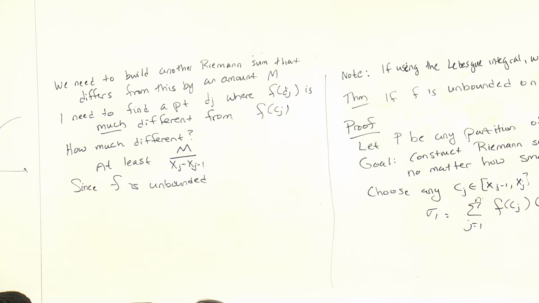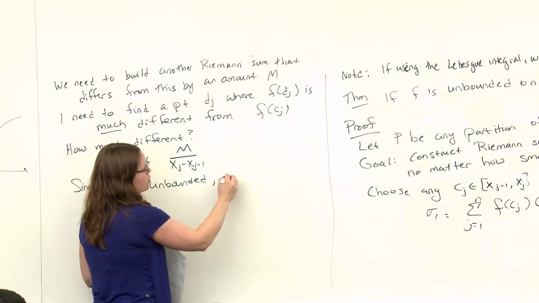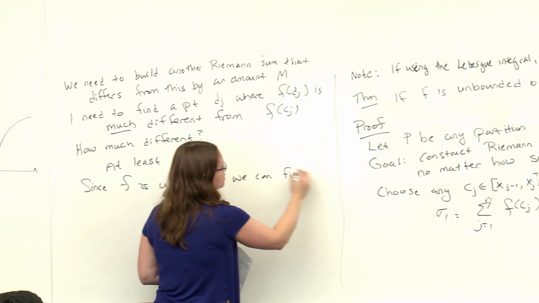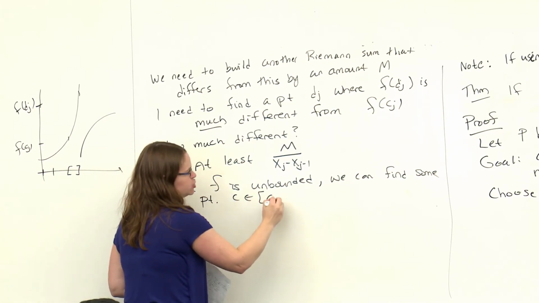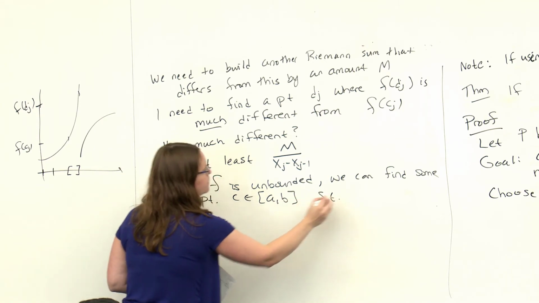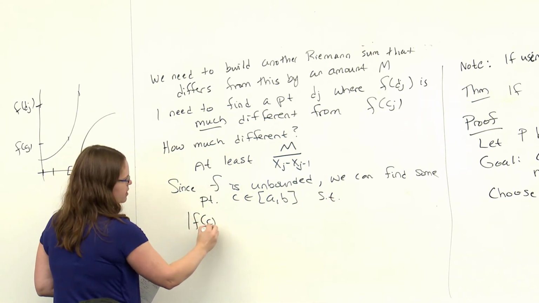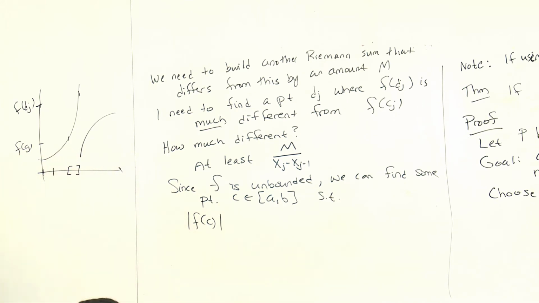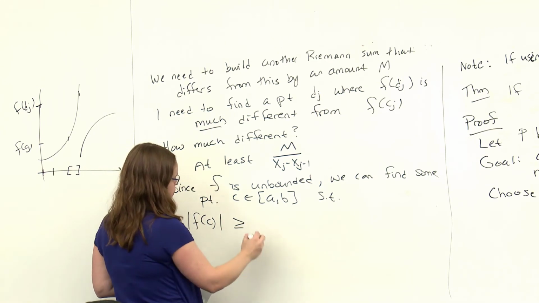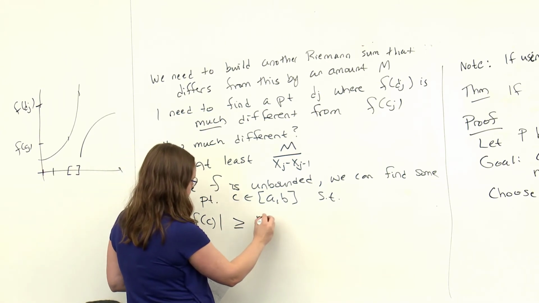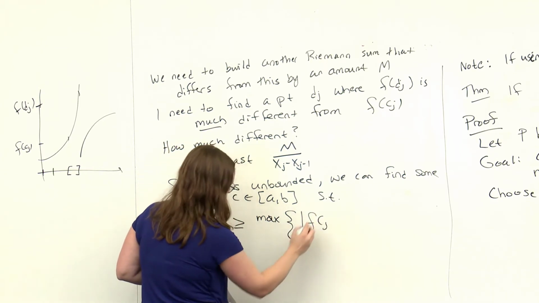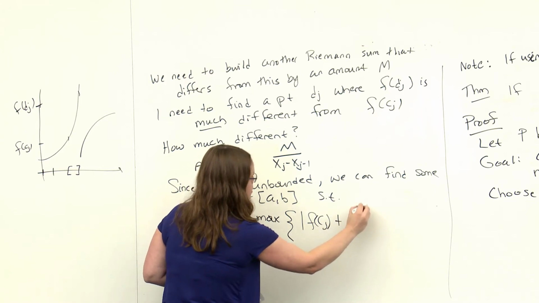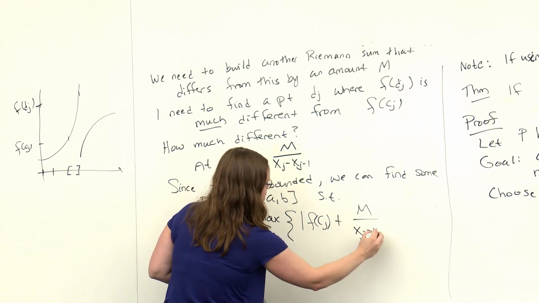So since f is unbounded, we can find some point c in (a, b). I'm not sure what point that is. Such that f of c in magnitude, I'm not sure whether this is unbounded from above or below, so we'll just take the absolute value, is bigger than or equal to the maximum of all of these f of cj plus m over xj minus xj minus 1.